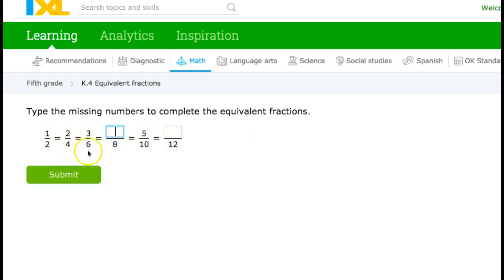1/2 equals 2/4 equals 3/6 equals blank over 8 equals 5/10 equals blank over 12. And when you're talking about equivalent fractions that are half, the numerator must be exactly half of the denominator. 1 is half of 2, 2 is half of 4, 3 is half of 6. What is half of 8? There you go. 5 is half of 10. What is half of 12? It is 6. You can also look at it like this. 1 times 6 is 6. 2 times 6 is 12.